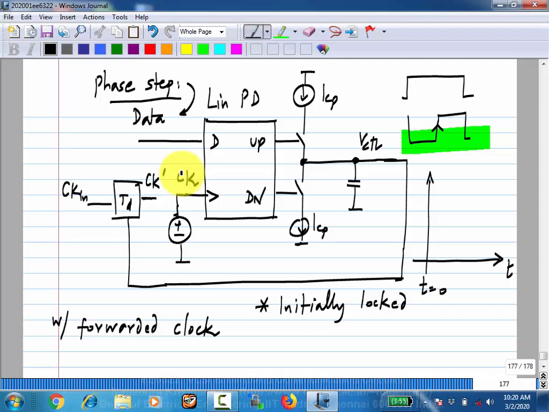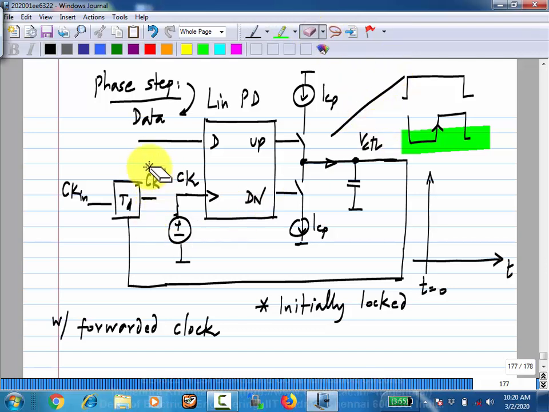Basically what happens is I introduce a phase step in this. This phase has not changed. If data is leading the clock, what happens? You will have an average positive output from the charge pump. So that means that you will have a current in this direction. This V control will ramp. It won't ramp like that. It will have this jagged nature, but on average it will keep ramping up.